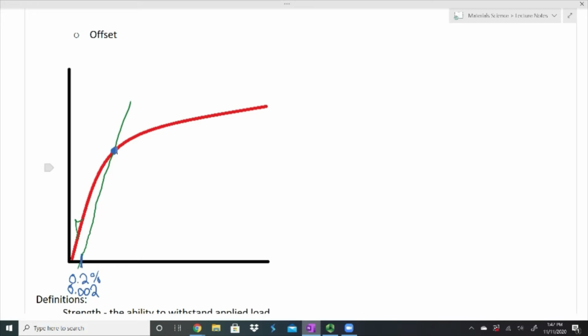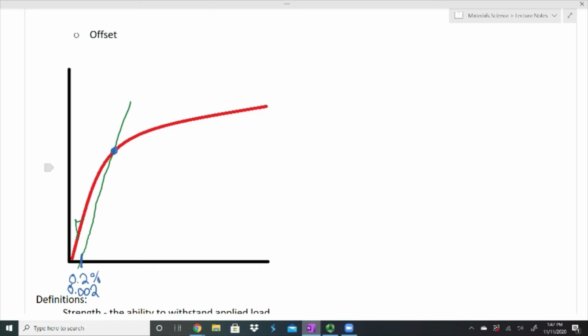Now, we can probably all take a step back and look at it and say that's not the true yield point as far as nature is concerned, as far as what's really happening inside the material. But what this does is it allows us to write a paper, to read a book, to look at a material, and for everybody everywhere to be able to agree on a yield point.